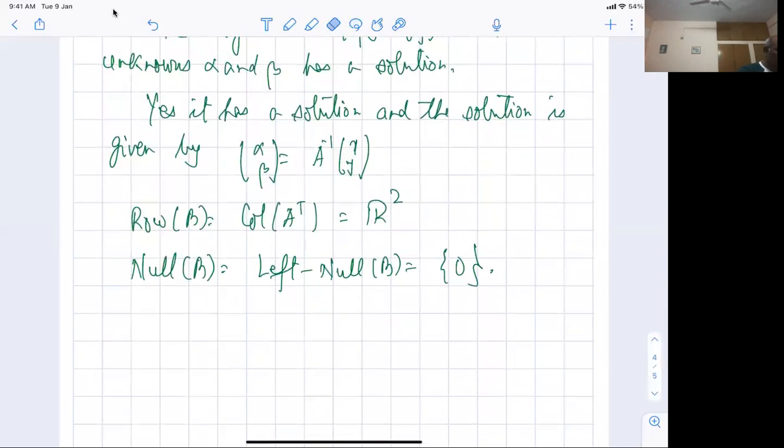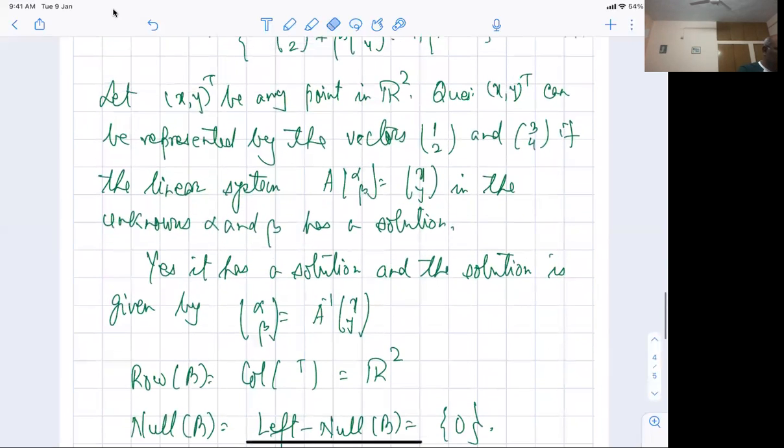Fine. So I wrote it wrongly. It should have been B here and B here. So as usual, here also I must have written wrongly. So it should be B here.